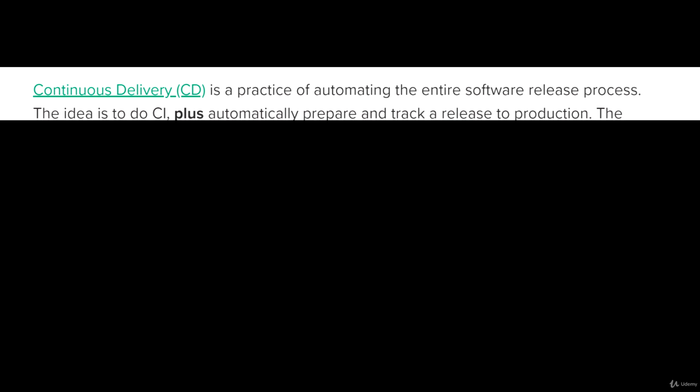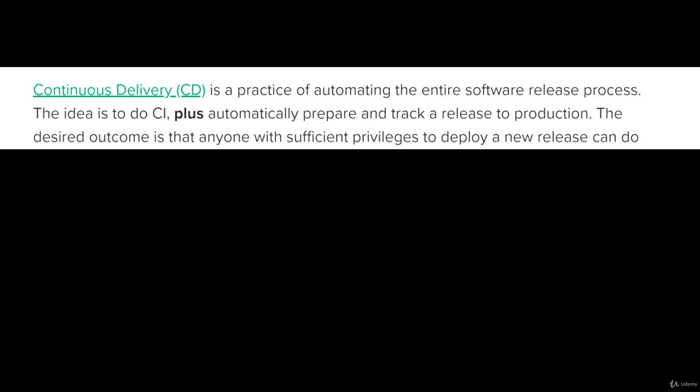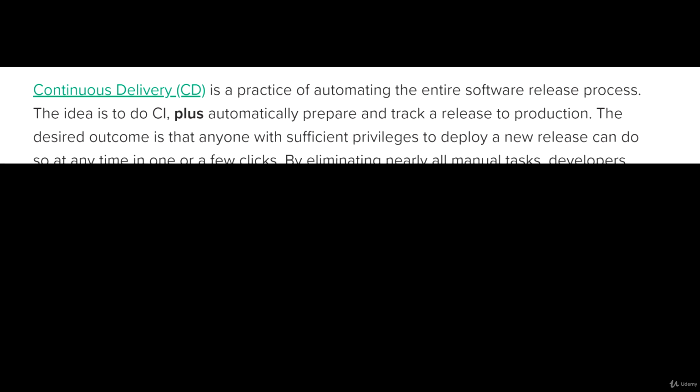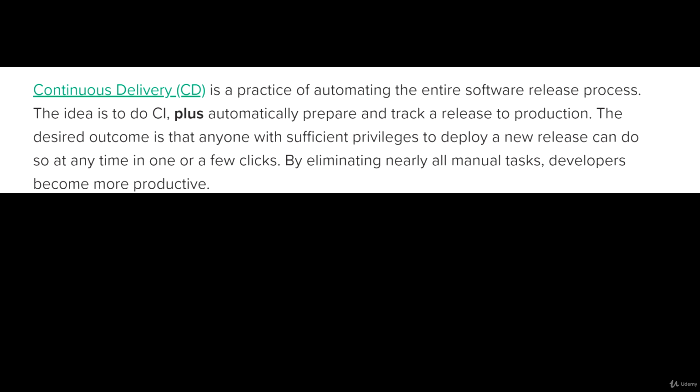Now for CD, or continuous delivery. Actually, there is something else, which is continuous deployment. What is the difference between continuous delivery and continuous deployment? We will handle it right away.